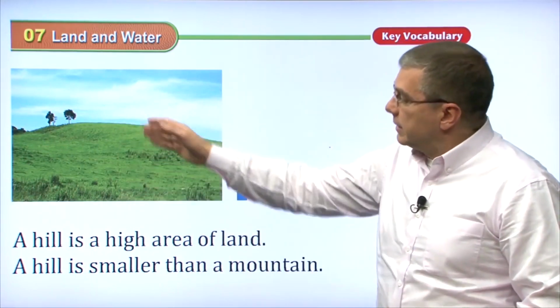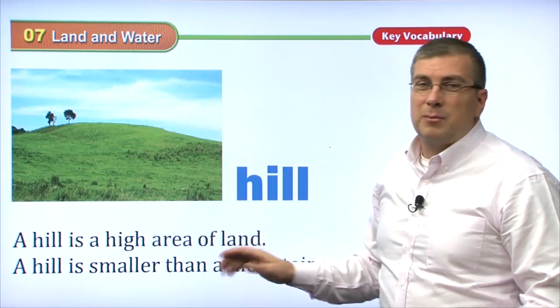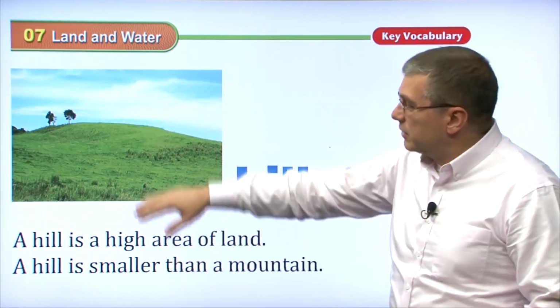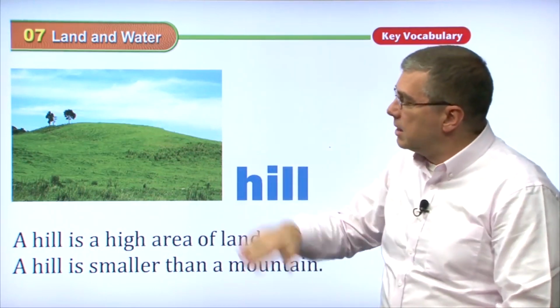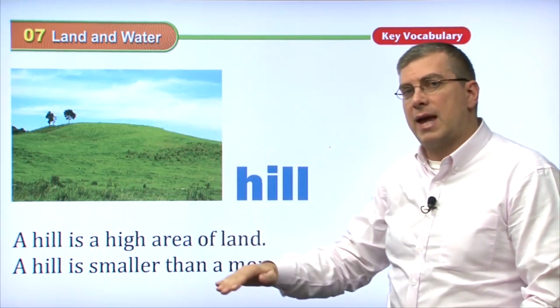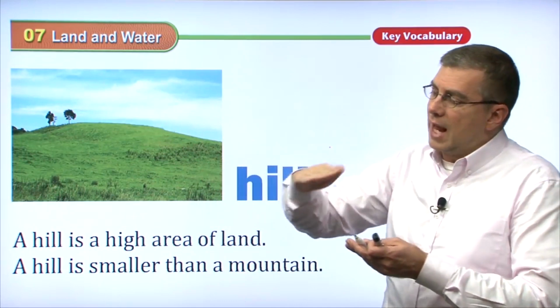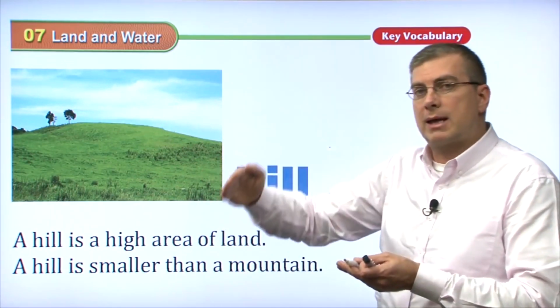Also, we have hill or hills, right? A hill is a high area of land, but it's not a mountain, right? Hills are small, right? Mountains are very large. So a hill is a higher area of land. If you have a plain, that's very flat, but sometimes the land will come up like this.